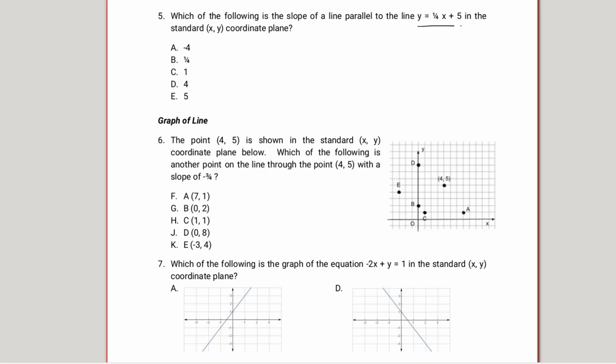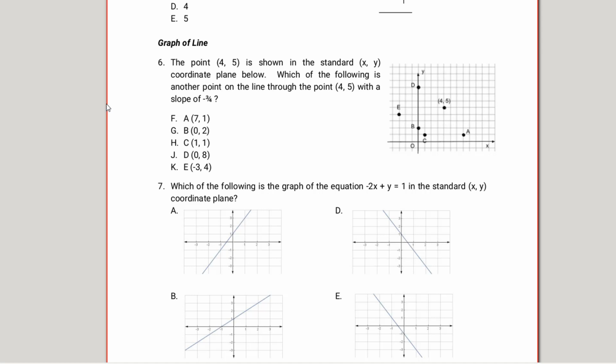So we have this line, y equals 1/4 x plus 5. And instead of looking for the perpendicular line like we did in the previous one, this time we're looking for the parallel, and parallel lines have the same slope. So the slope of this line is 1/4. The slope of the line parallel to this is also going to be 1/4, so its slope is 1/4.